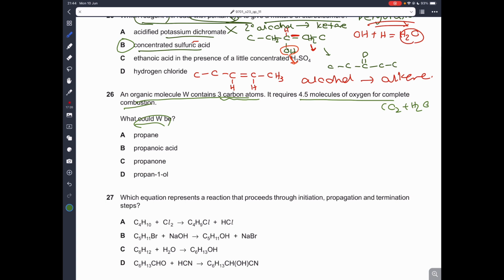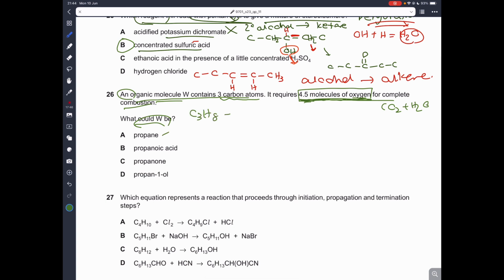So we actually just have to balance the equation, right? This is fixed. We are given this fixed information, so we cannot change this 4.5 molecules. And we're also going to change the molar ratio of W. Okay, so let's start with propane.